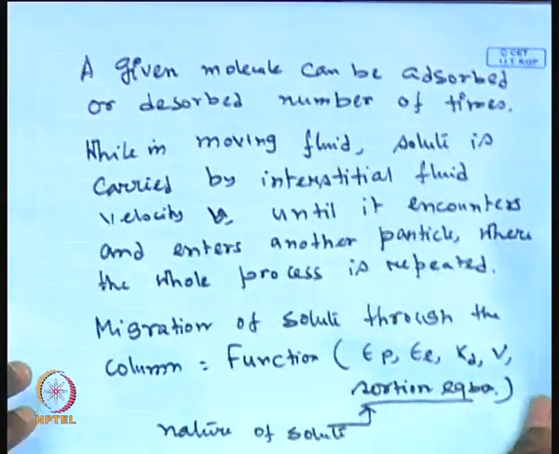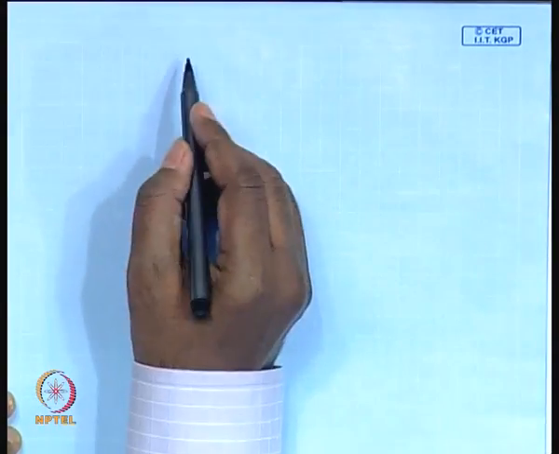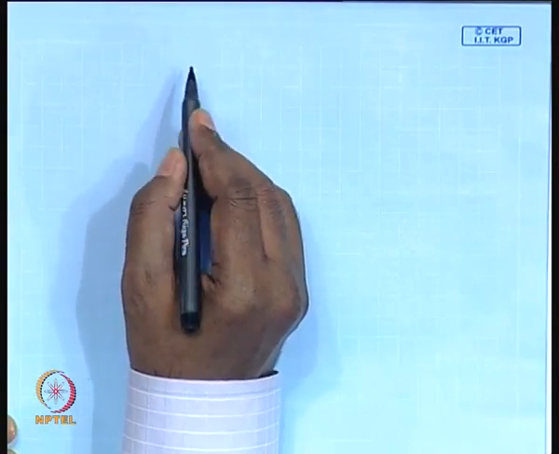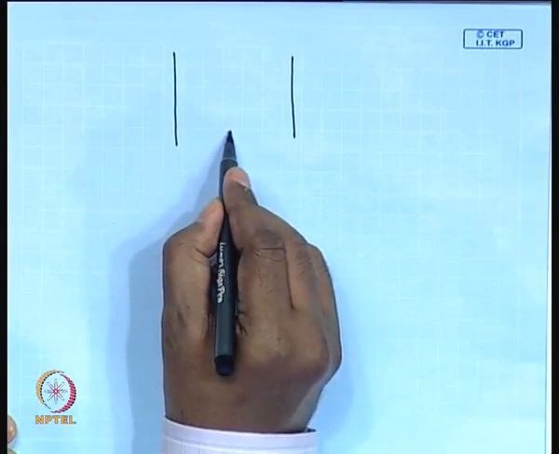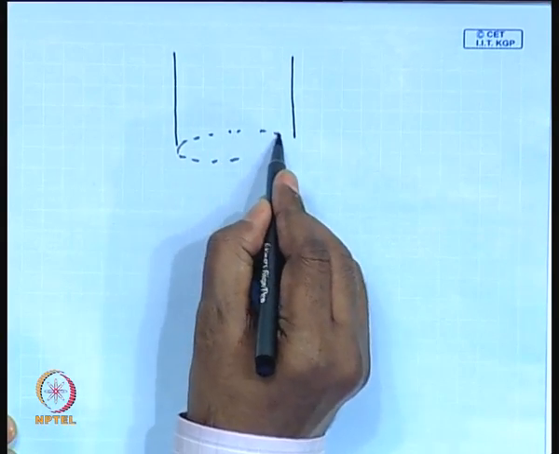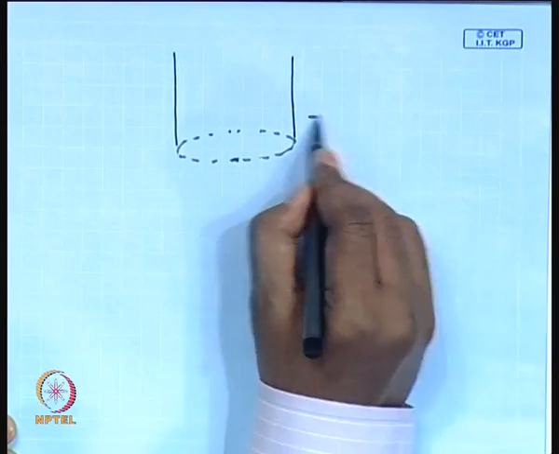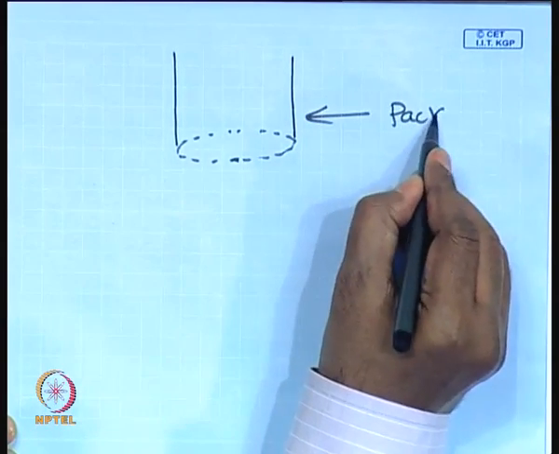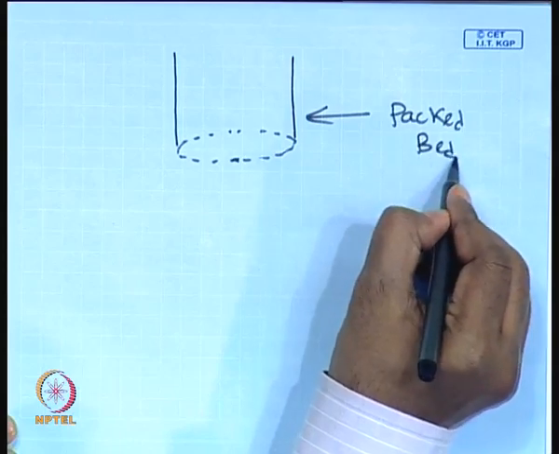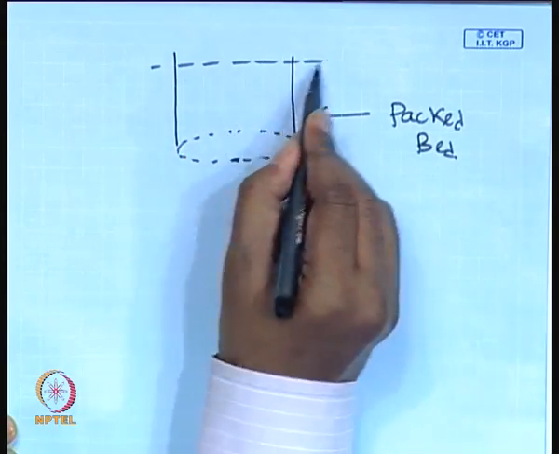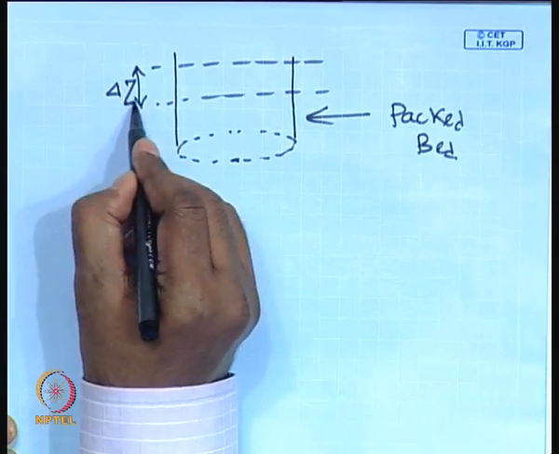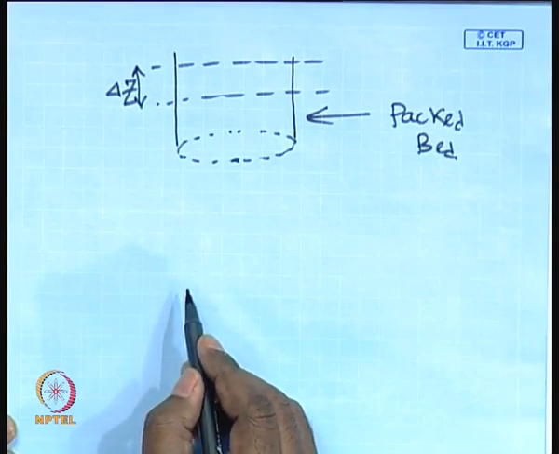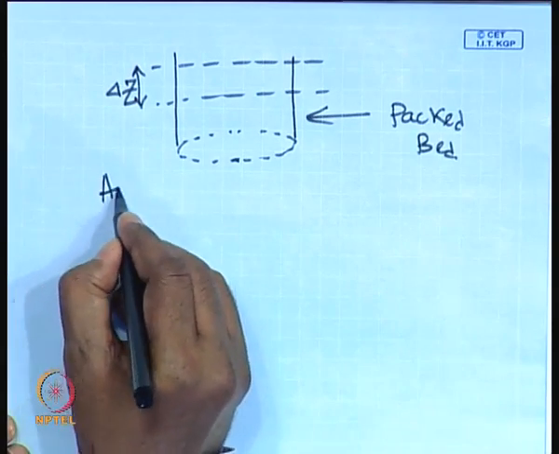Okay, now let us look into a schematic diagram of a packed bed, a differential column. So let us suppose this is a packed bed. This is a cylindrical column with a packed bed. And we are talking about a cross section of height delta z. Okay, so this is an elemental area.